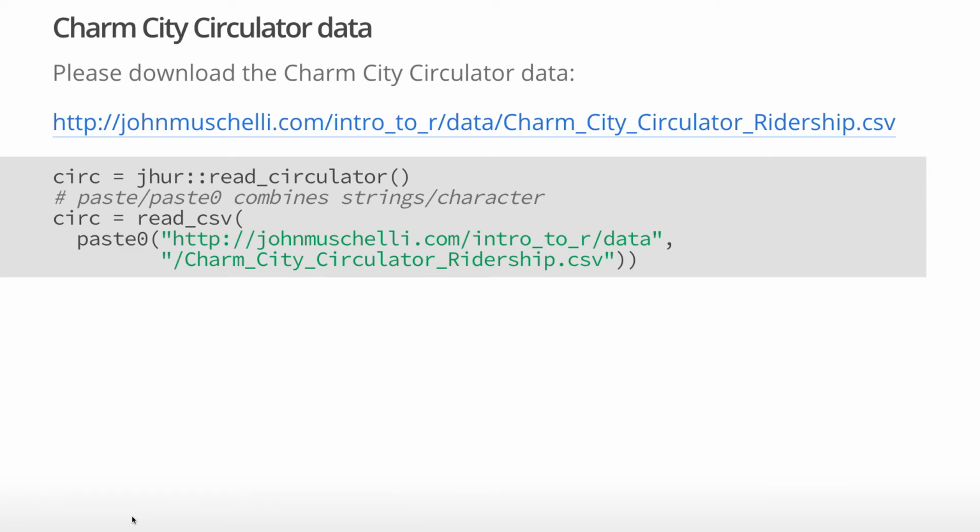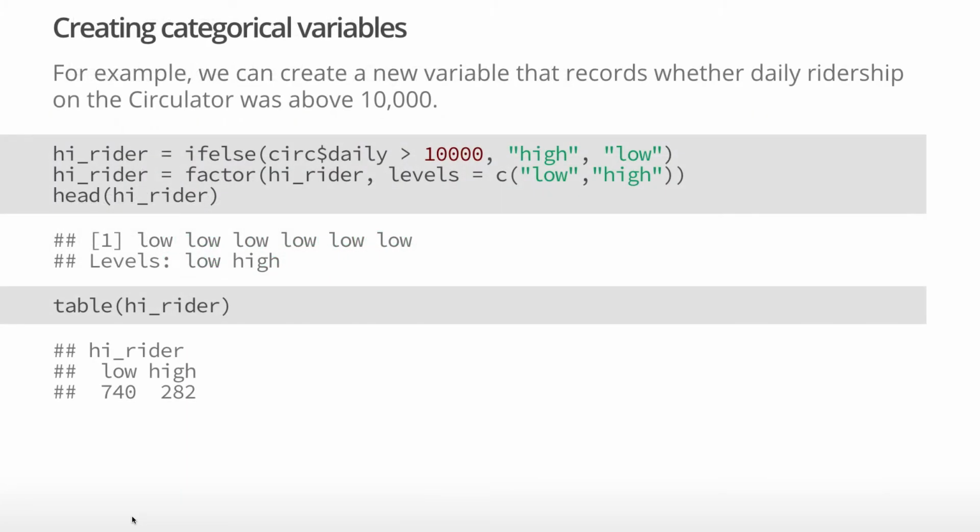So we're going to be using the circulator data. Again, here's a simple example. If we're talking about the daily ridership, if the daily ridership is greater than 10,000, we're going to call it high. Otherwise, it's going to be called low. And high rider we're going to turn into a factor, and we're going to say the levels are low to high. And here's an example of what we have. If we do a table, low is the first element in that table because we set the order specifically. Otherwise, it would have done it alphanumerically. High would have been first.